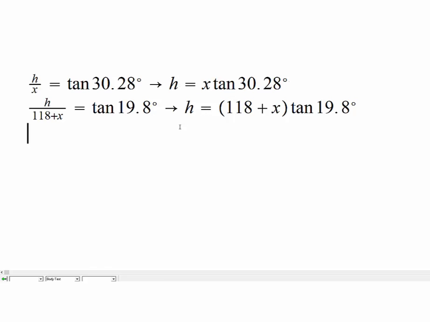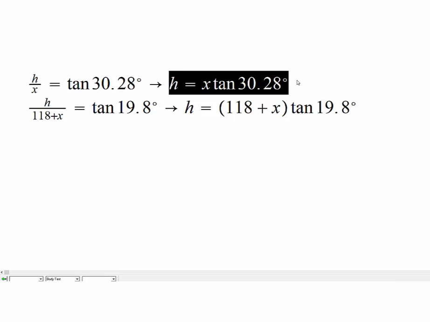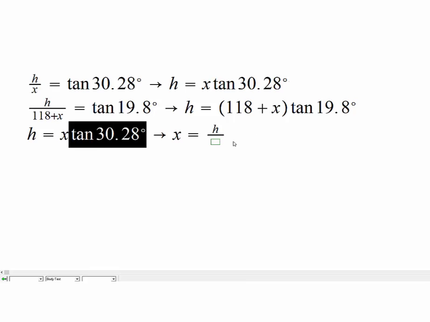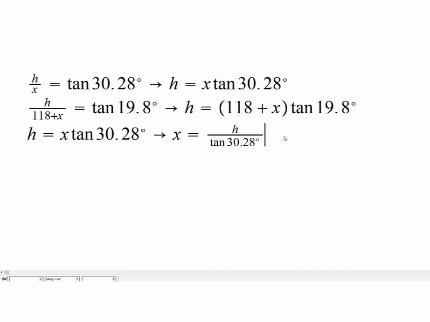So what we have here is that we would like to eliminate x to obtain h, but it looks like we can eliminate h more easily. So let's solve this equation for x, because we will eliminate x, so we will try to isolate x as much as we can. What we will have to do is divide the equation by tangent of 30.28 degrees, and the reciprocal of tangent is cotangent.